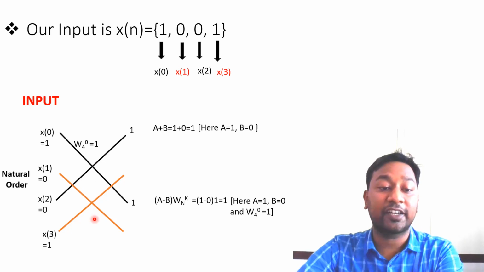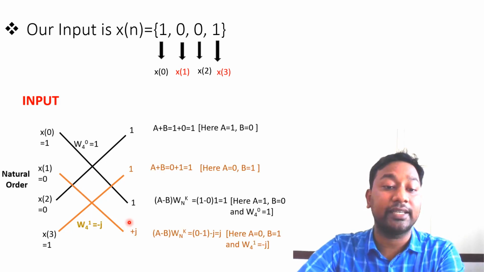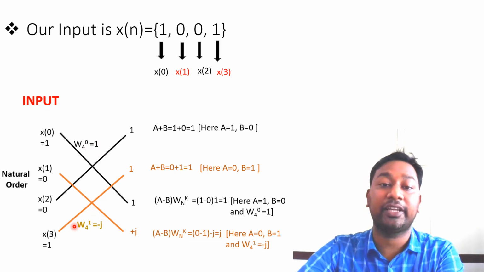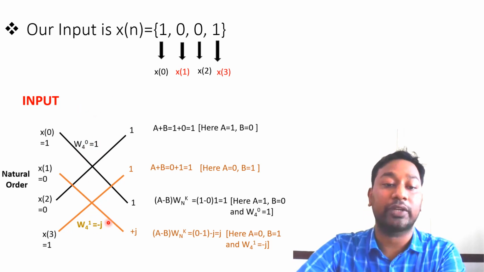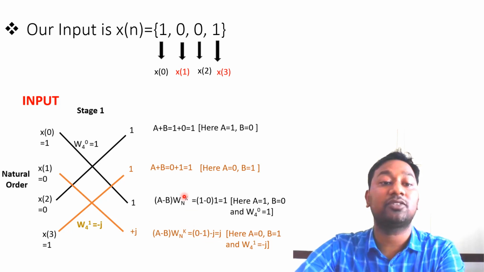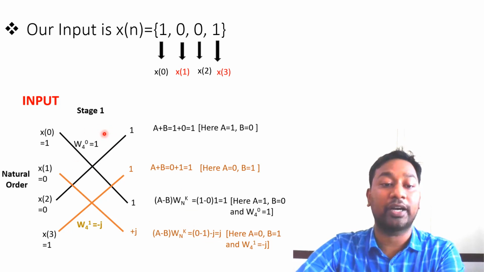Now coming to the next butterfly. The important thing is that the twiddle factor associated with the next butterfly is omega 4 to the power 1 equal to minus j. These are common for every case of the DIF algorithm in stage 1. For the second butterfly, the inputs are a equal to 0 and b equal to 1. The simple addition is 0 plus 1, that is 1. For the second output, a minus b into omega N to the power k, a is 0, b is 1 and the twiddle factor is minus j, so we get plus j. So our stage 1 is complete, which is associated with two butterflies.